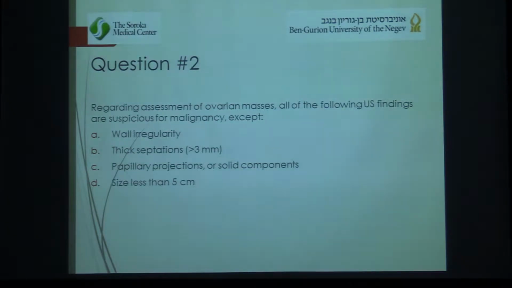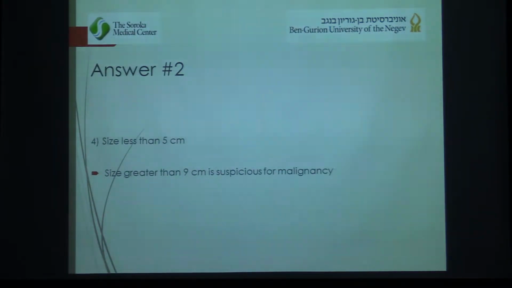So question 2, regarding the assessment of ovarian masses, all of the following ultrasound findings are suspicious for malignancy except. Of course, wall irregularity, excrescences, and papillary projections are all malignant indicators, whereas a size greater than 9 centimeters is also suspicious for malignancy.